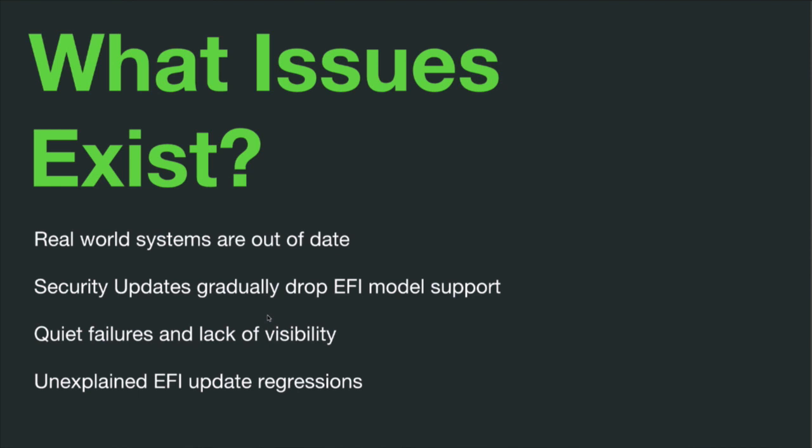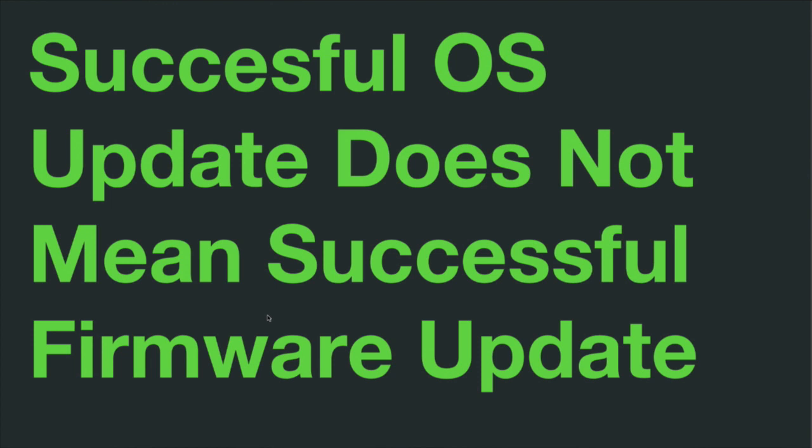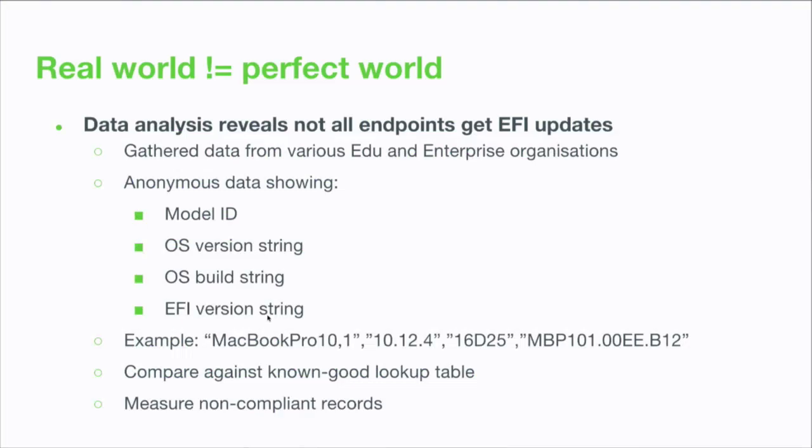Also, quiet failures, lack of visibility. So, like I said before, if it doesn't go through, there's no way of finding out other than going to look for the information. And we also found some unexplained update progressions where Apple seemed to ship the wrong things at the wrong time. So, a successful update does not mean a successful firmware update. As said, the EFI updater gets one chance to get it right, and if that doesn't go through, it simply gets out of sync.